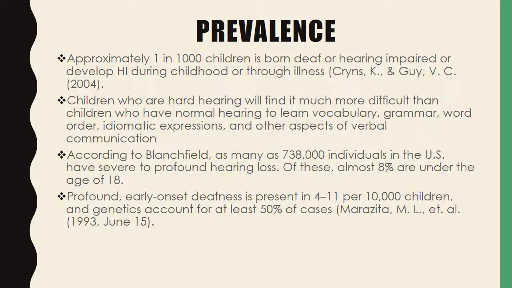According to Blanchfield, as many as 738,000 individuals in the U.S. have severe to profound hearing loss. Of these, almost 8% are under the age of 18. Profound early onset deafness is present in 4 to 11 per 10,000 children, and genetics accounts for at least 50% of these cases.